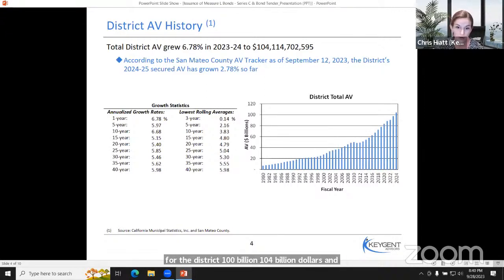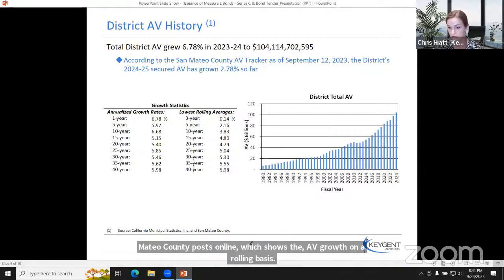With that, your long-term averages continue to be high. You'll look at your 40-year average at nearly 6%. Of course, we are very conservative to that as we plan the bond program moving forward. And we also keep an eye on the AV tracker that San Mateo County posts online, which shows the AV growth on a rolling basis. And I believe we're up to 2.9% as of today for the 24-25 fiscal year.